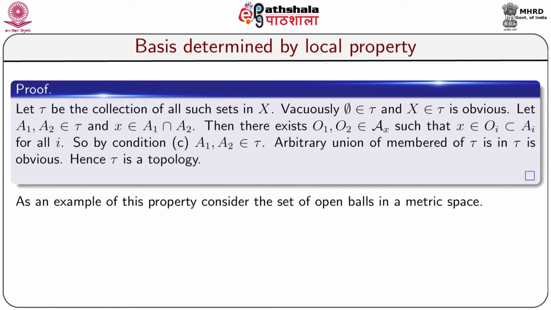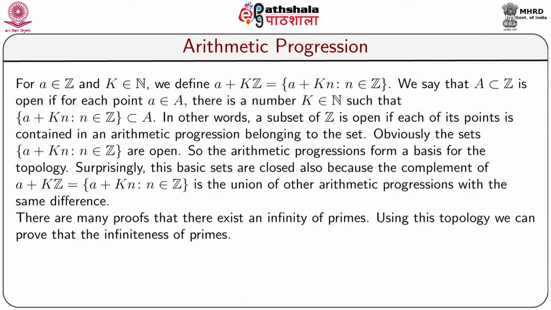An example of this property: consider the set of all open balls in a metric space. So let x be a point in a metric space X and consider the open balls B(x, 1/n) such that n belongs to ℕ. Then we can observe that the collection {B(x, 1/n) : n belongs to ℕ} is a local basis at x. Next, we will give an extremely important example of a basis.